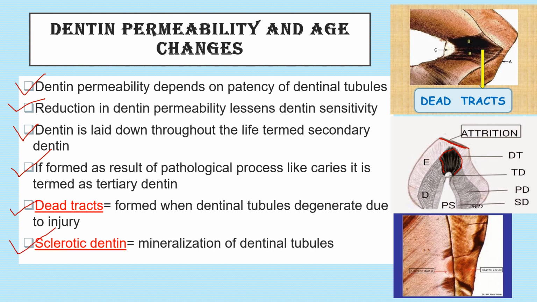As you can see here, this portion, which is very light pink color, is known as sclerotic dentin because the dentinal tubules get mineralized here, and the dentinal tubules get degenerated here in dead tracts. Okay, remember this one. In dead tracts, dentinal tubules get degenerated due to any external stimuli which is pathologic, not normal. And in sclerotic dentin, the dentinal tubules get mineralized.